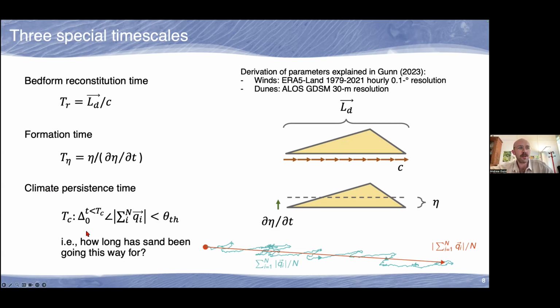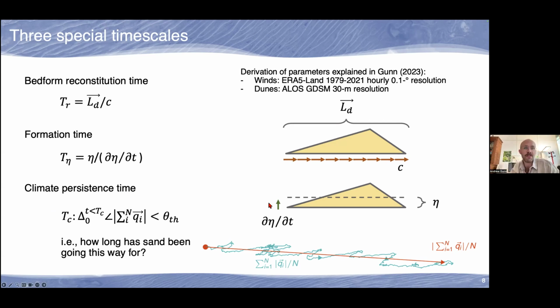And then finally, this sort of draft timescale for the climate that's relevant for dune growth. This is the time that the net transport direction of sand stays pretty consistent. If the net transport direction veers away as the climate is changing, once it veers away a certain amount, we say, okay, no longer are we in the same climate for dunes. The time it took to do that is what we're calling here the climate persistence time.